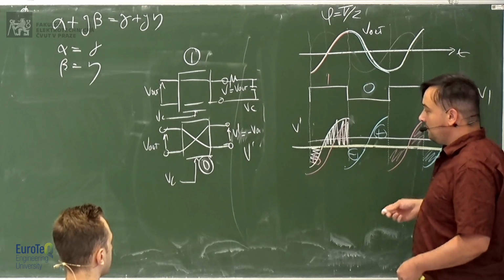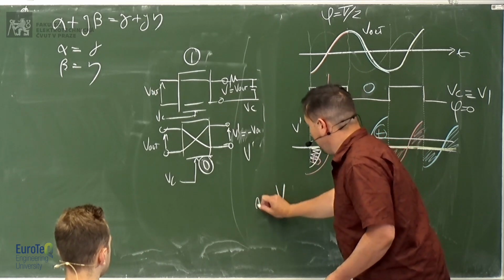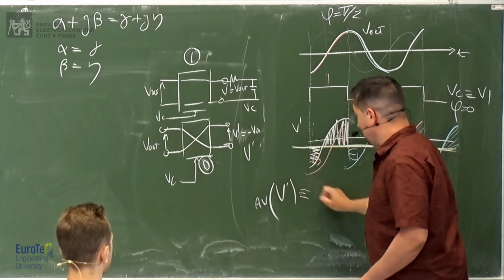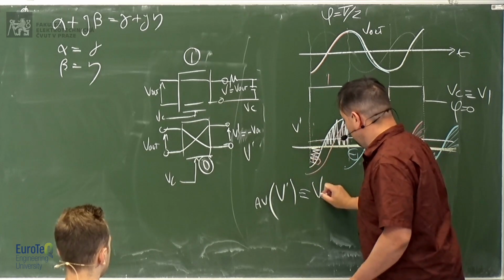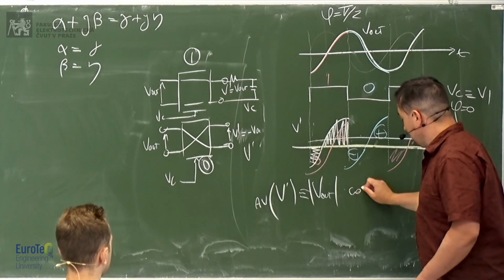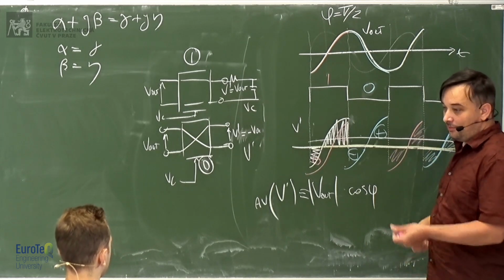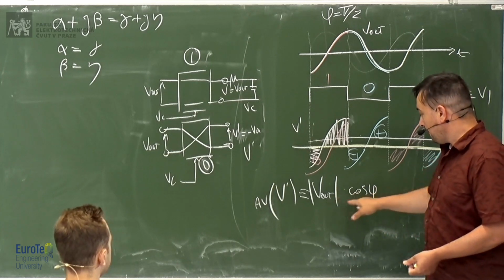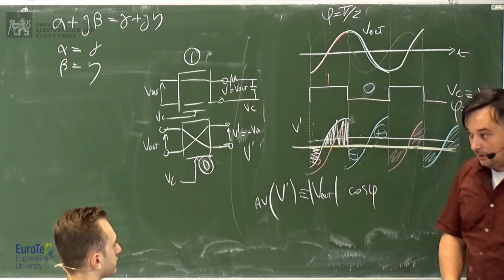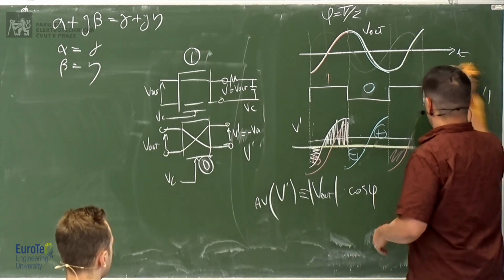So it turns out that the average of V prime is proportional to V out, and when I say V out, I mean the amplitude, times the cosine of phi. You can prove it mathematically, it's not important. Why V out? Because that's the maximum amplitude of the output. Just imagine the first case, when it was in phase, when the phase was 0, okay?